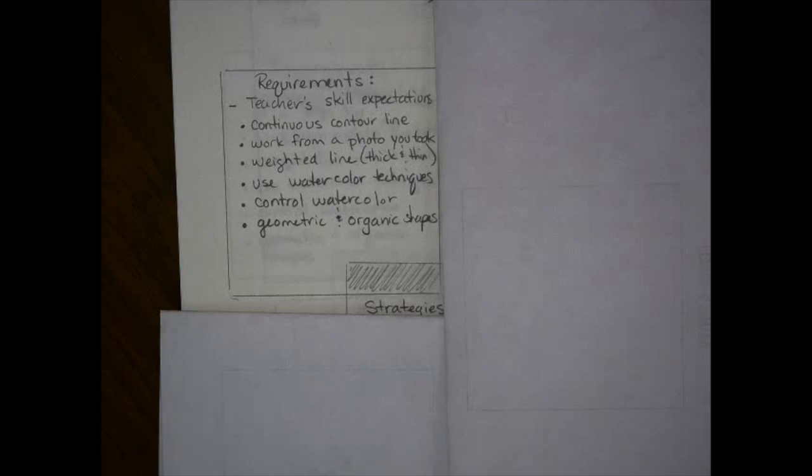For this project, it included continuous contour line, working from a photo that you took or that was taken by a family member or friend of you, having a weighted line, using the watercolor techniques, being able to control the watercolor, and also having geometric and organic shapes.